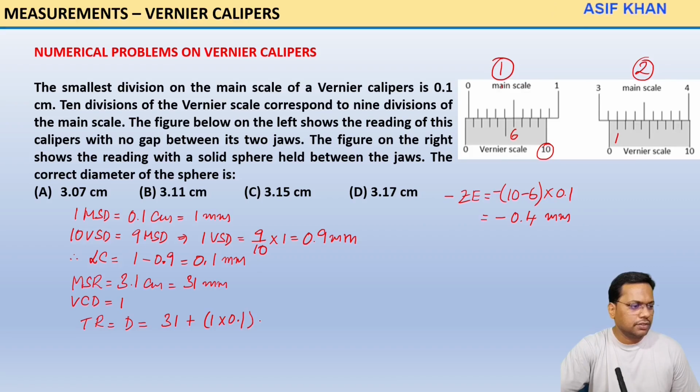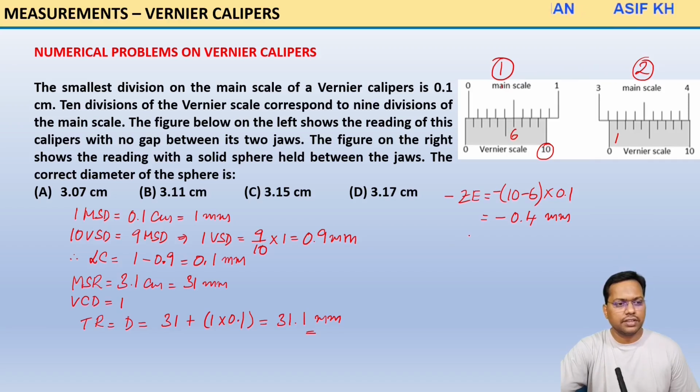Okay, that is equal to 31.1 millimeter. Now here the negative zero error is minus 0.4 mm. Therefore the correction will be positive, that is plus 0.4 mm.